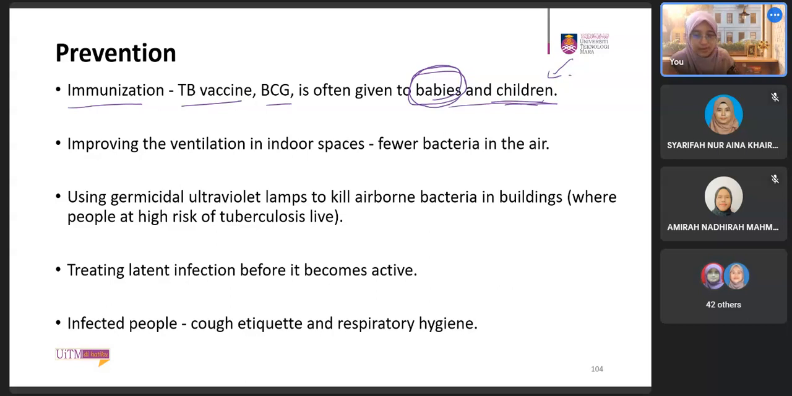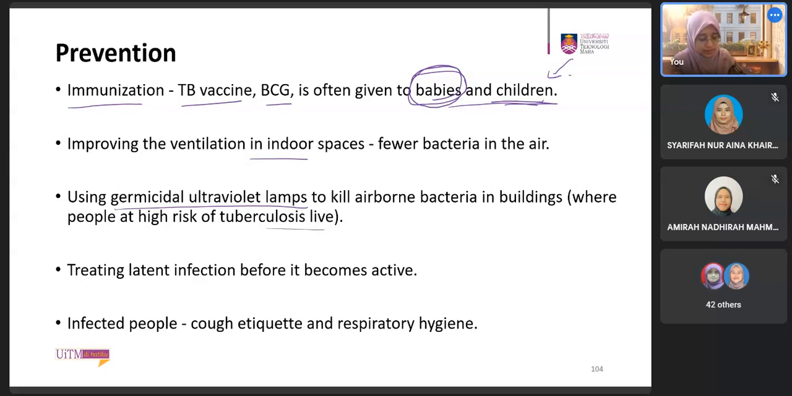So improving the ventilation indoors. Okay, dalam rumah tu make sure ada ventilation udara yang baik lah kan. So fewer bacteria in the air. And then using germicidal ultraviolet lamps. So this is one of the ways to kill the airborne bacteria in buildings where people at high risk of tuberculosis live.